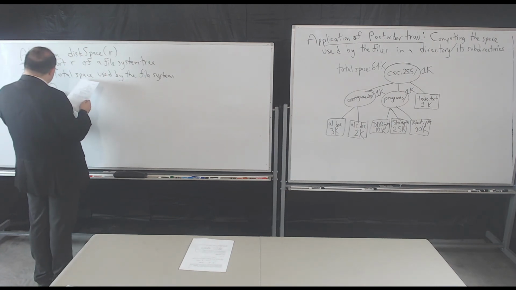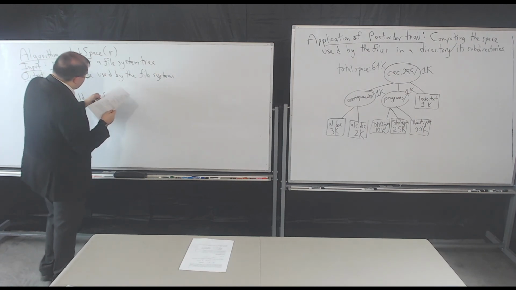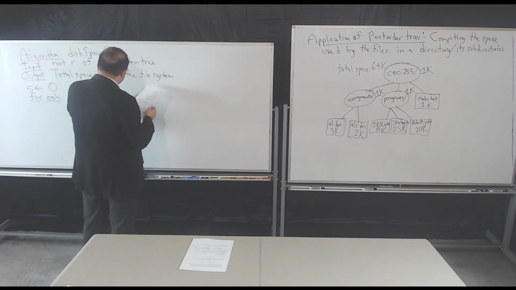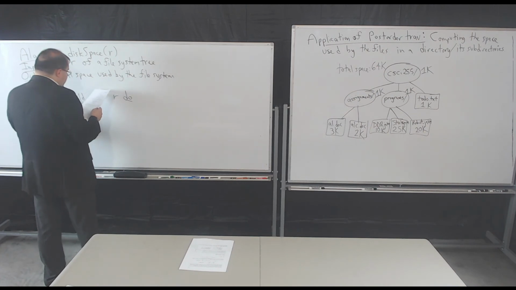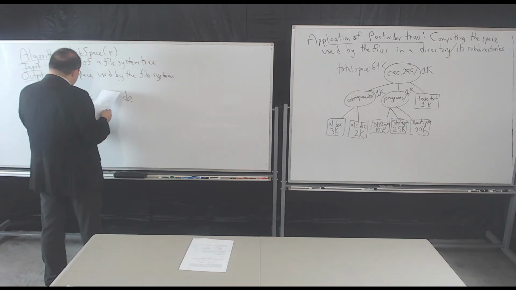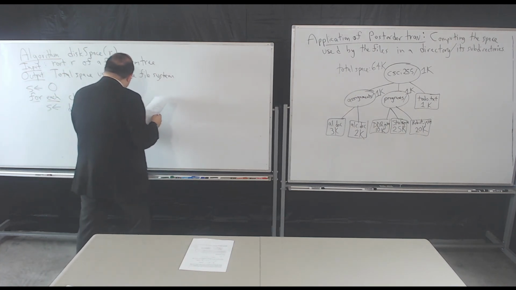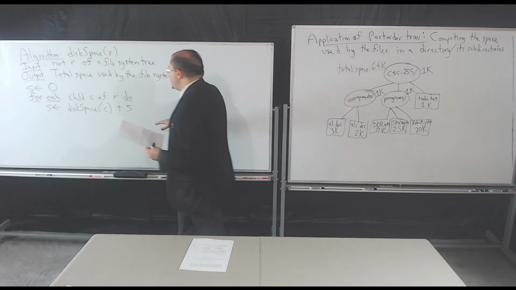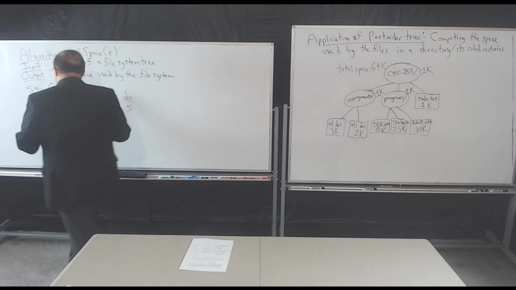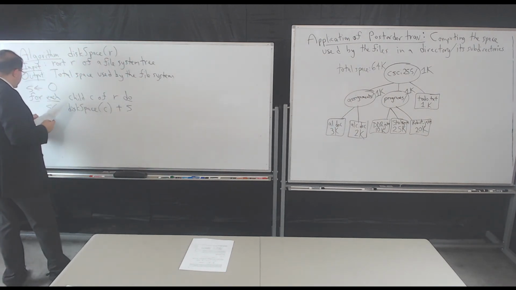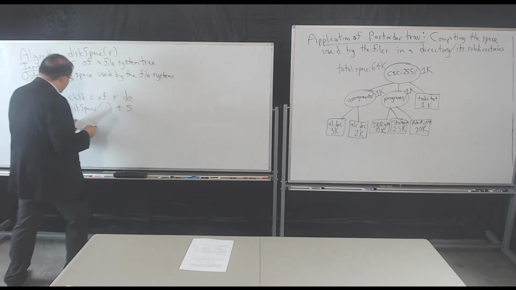for each child C of R. Do the following. We're going to assign S to be the disk space. So I'm going to give it disk space recursively. I'm going to apply it on C plus S. So all I'm going to do is I'm going to count up the disk space used by each one of my children. Then after I'm done this loop, I'm going to return S plus my current space, R dot space.